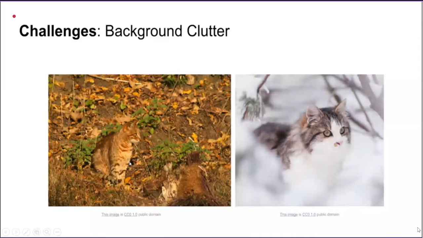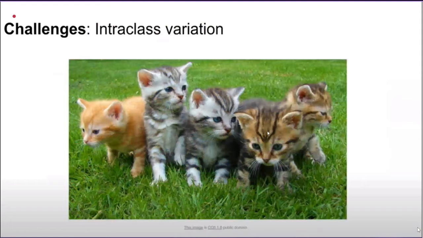Another thing is intra-class variation. In intra-class variation, you may have cats, but all these cats have different colors and different shapes. With this type of challenge, we need to predict the cat correctly. If you give a cat as an input, you need to correctly predict the cat. So these are some important challenges while we are dealing with images.